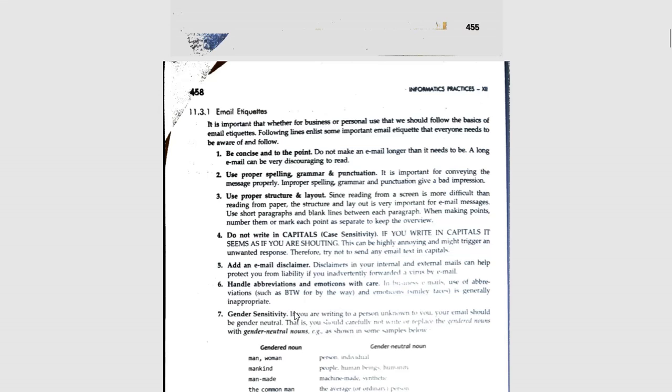Okay. Next thing is gender sensitivity. Now gender sensitivity means, maybe there is a possibility that the person you are sending the mail to is not known to you. He may be a male or female. So in that case, whatever content you are writing should not be inclined toward a particular gender. Okay, it should be gender common. So whenever you are writing these things, it should be gender neutral.